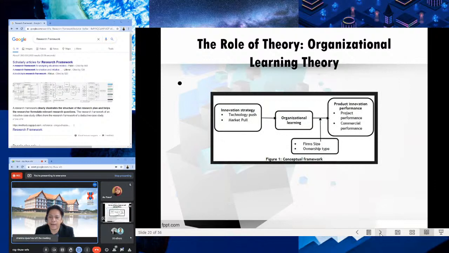Okay, and when we look into this conceptual framework, this is an example of a conceptual framework. How we project our framework into something visual that we can clearly understand, what the related theories are that serve as a fundamental for our research, our concept of the framework.